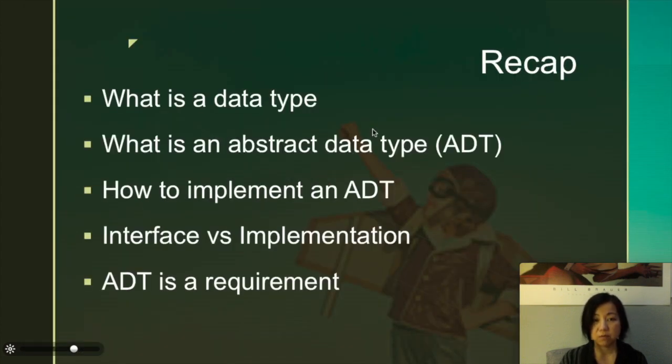To recap, we talked about what a data type is, what an abstract data type is, how to implement an abstract data type, the differentiation between interface and implementation, and then to remind you, we always want to implement ADTs when we declare our own types.